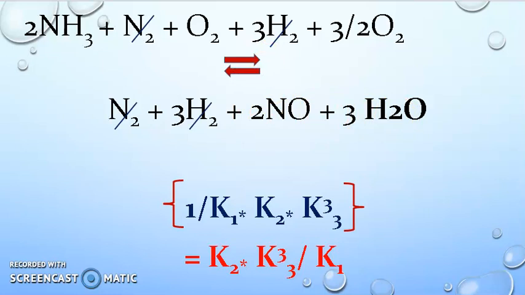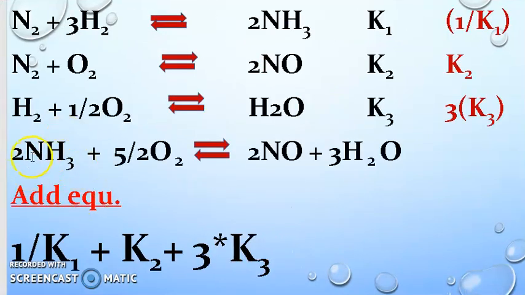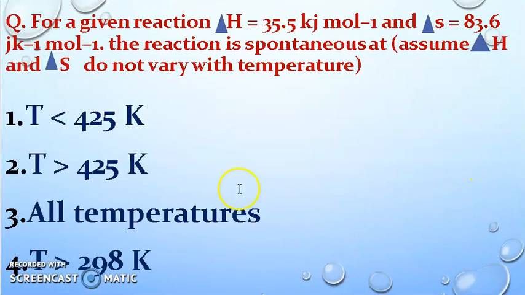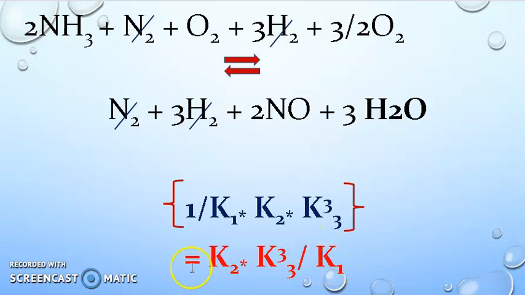Okay, come to the question now. What equation have they given? 2NH3 plus 5 by 2 O2, in equilibrium with 2NO plus 3H2. We got the same equation now, right? So from that, what we come to know is that first we have taken 1 by K1, second we have multiplied with K2, and we have multiplied the third equation by 3, so K3 cube. So we have to write the answer as K2 into K3 cube divided by K1.